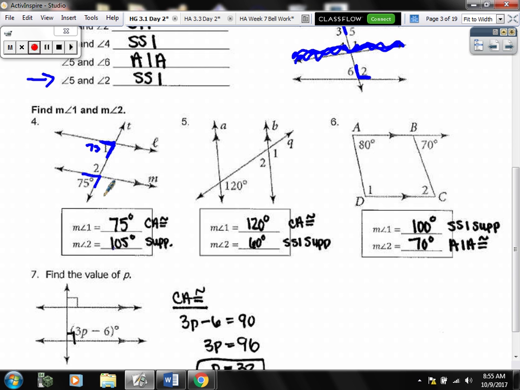And then angle 2 had to be 105, noticing that these form a linear pair, or using same side interior angles, which were supplementary.